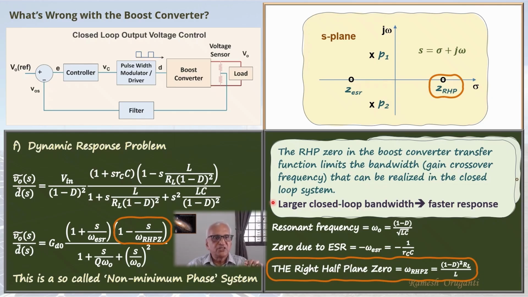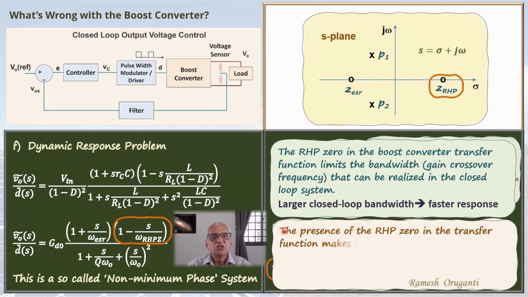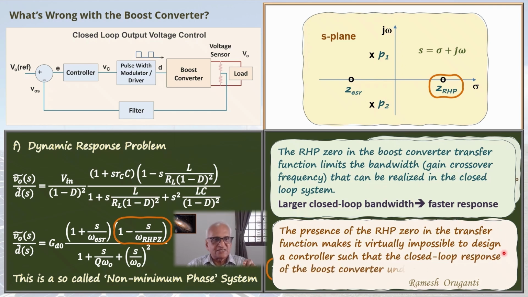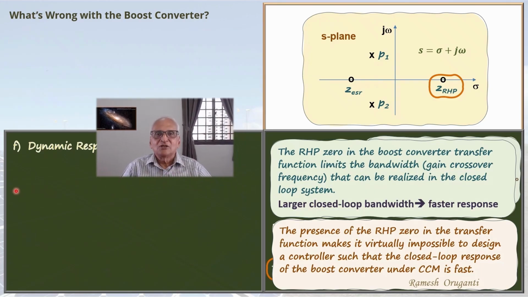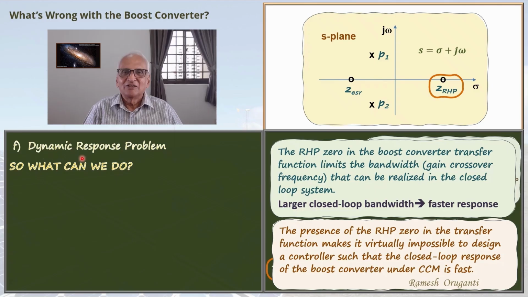The presence of the RHP zero in the transfer function makes it virtually impossible to design a controller such that the closed loop response of the boost converter for output voltage and output current under CCM is fast. So what can we do about it? We are engineers after all. I'm going to give a list of things we can do. But frankly, to be honest, there's nothing much we can do about it. It is an inherent problem in boost converter.